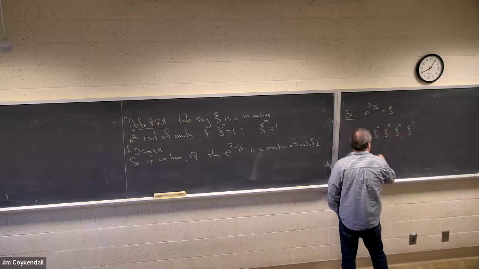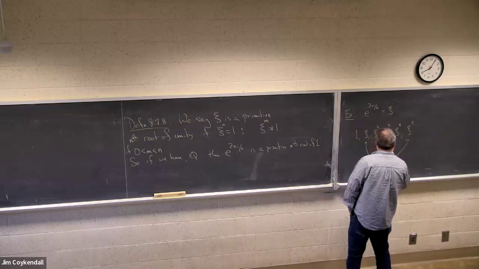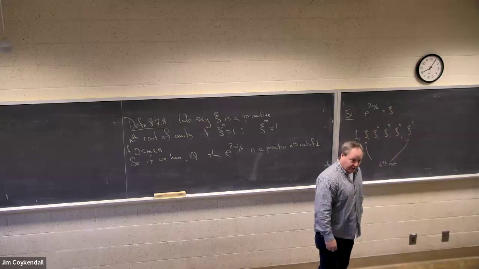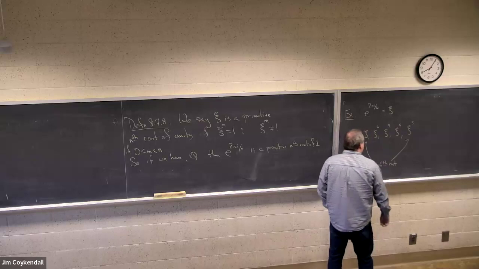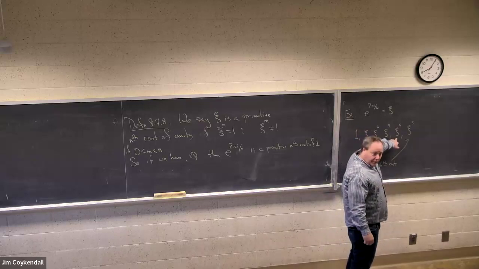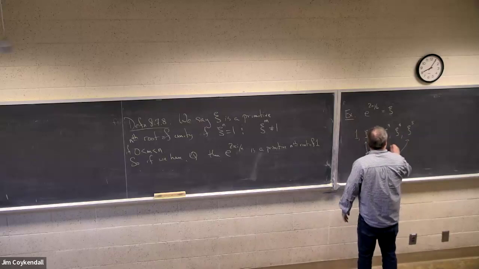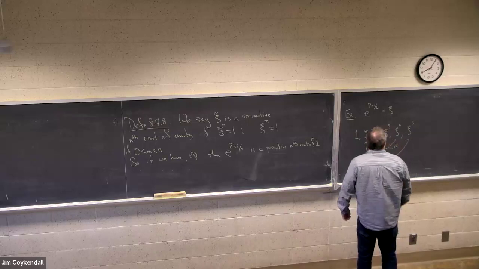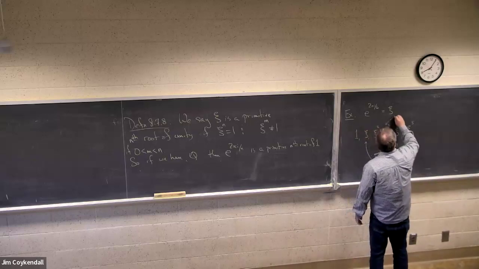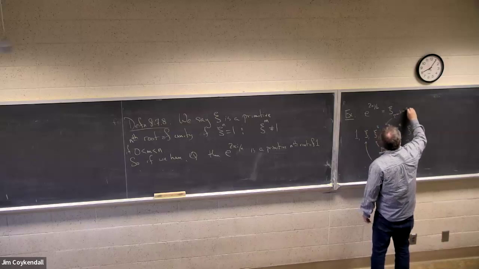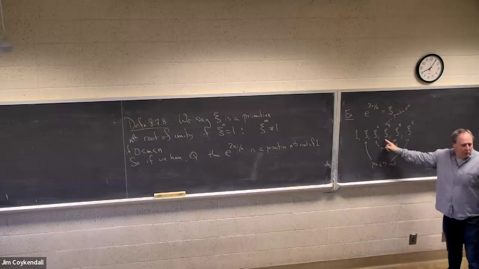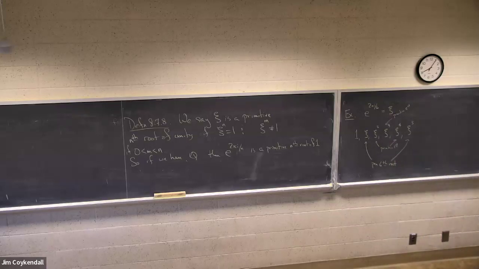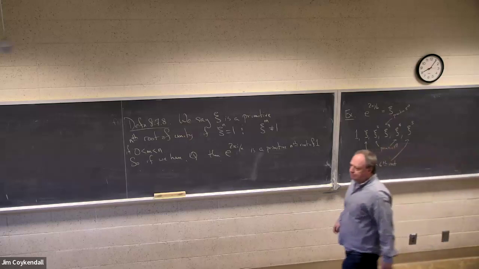these are the primitive 6th roots. Of course, these other 3 are also 6th roots of unity, but they're not primitive, right? So this one is actually a primitive 3rd root, and this one, of course, is -1. Okay. Notice that any field with characteristic not equal to 2 contains the primitive square root.